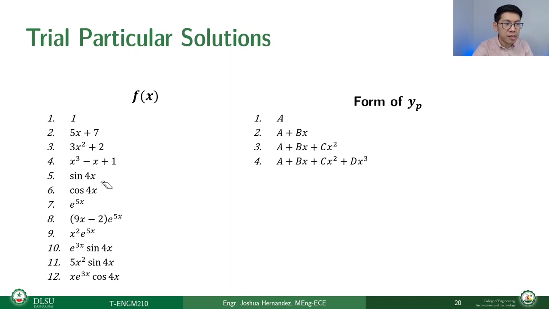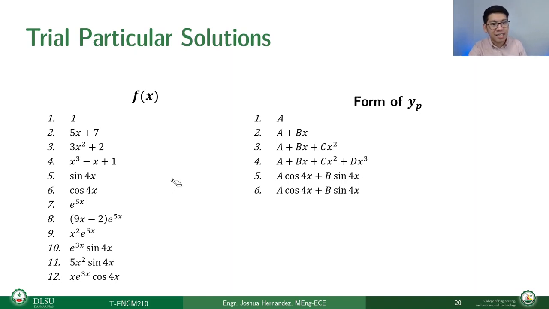We have sine 4x. This one is case 3, right? Sine or cosine function. For sine 4x, the form of yp is, correct, A cosine 4x plus B sine 4x. What about cosine 4x? What could the trial particular solution be? The answer is, yes, the same: A cosine 4x plus B sine 4x. What if I combine the two, sine 4x plus cosine 4x? What would be our trial particular solution? Yes, the correct answer is still A cosine 4x plus B sine 4x. So whichever of the three, either sine independently, cosine independently, or the combination of the two, this is still the form of the trial particular solution.